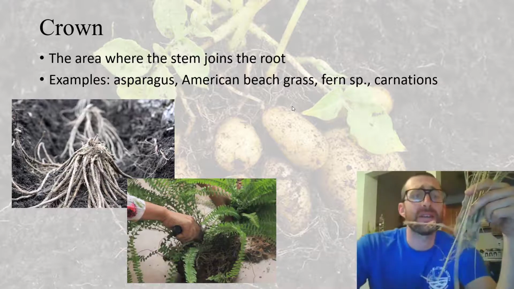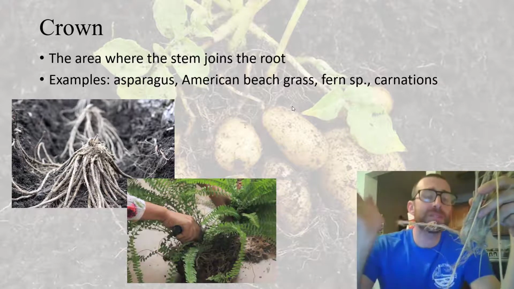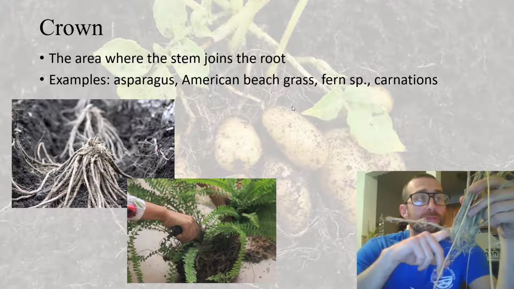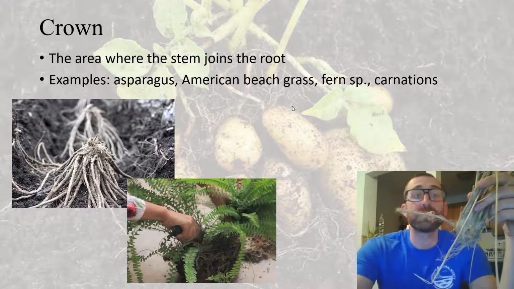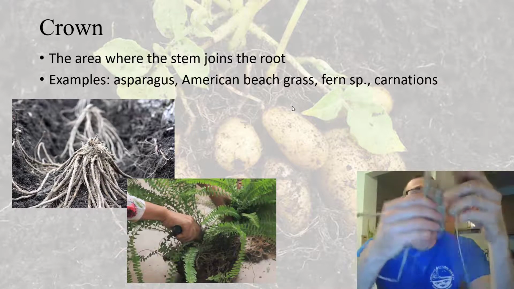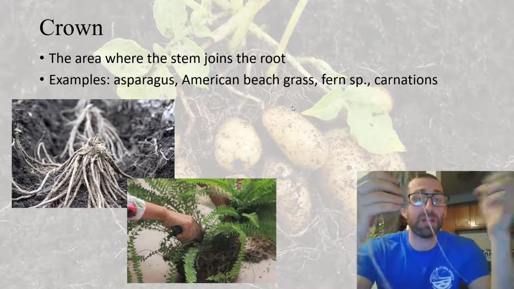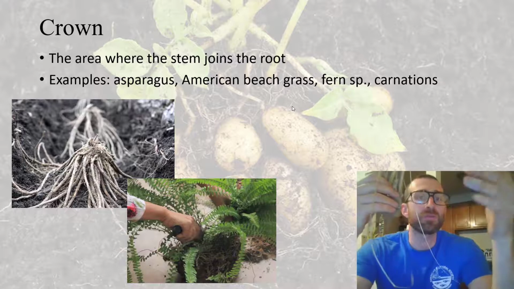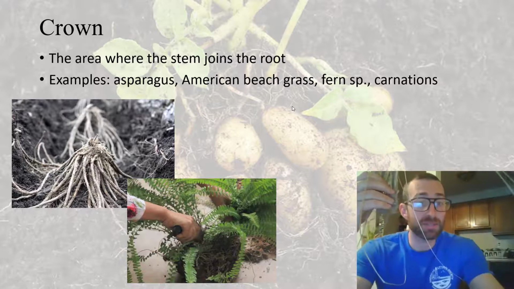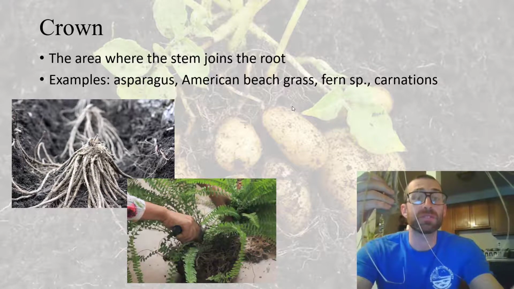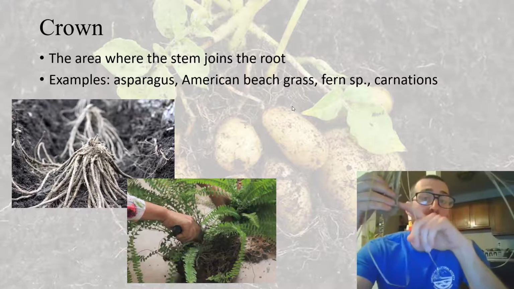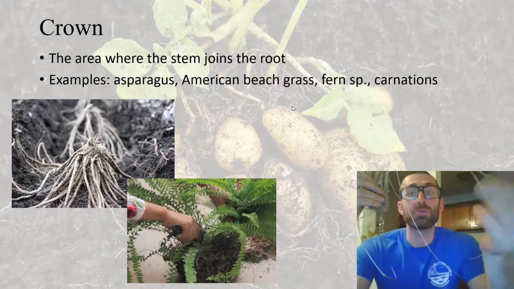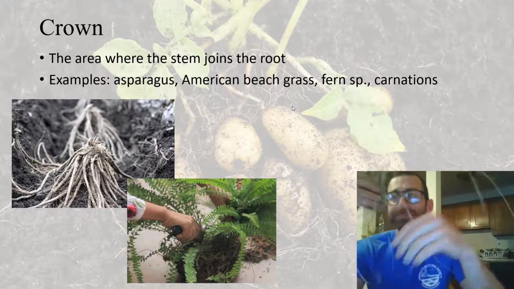Essentially, what we're doing when we're talking about crown propagation is crown division. So we have the ability to divide the plant at the crown to produce new daughter plants. We can do this with asparagus, right? That's common. You see the picture up there of asparagus, American beach grass, which we're going to do here. Many of our fern species we can divide through crown division, carnations as well.